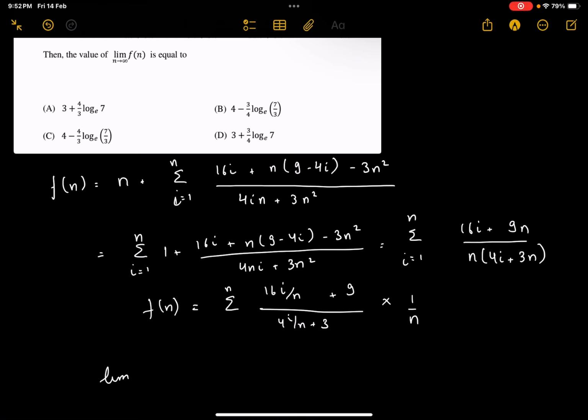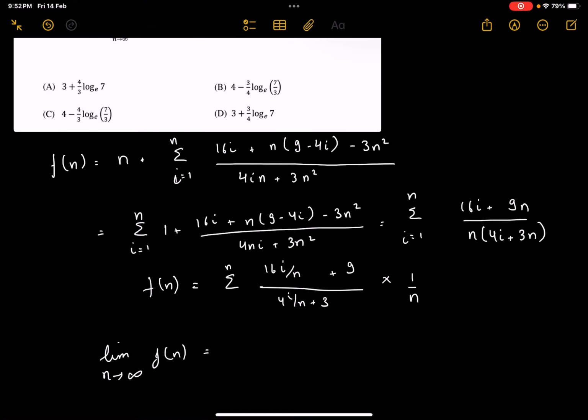Then recall what we do now is we substitute this sum by an integral. 1 by n takes the place of dx and i by n takes the place of x. So this becomes the integral from 0 to 1 of (16x plus 9) upon (4x plus 3) dx.